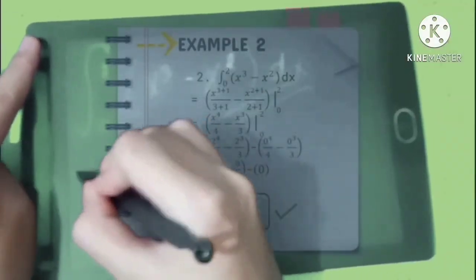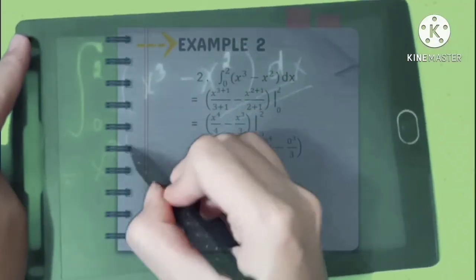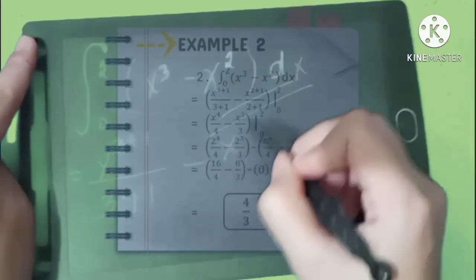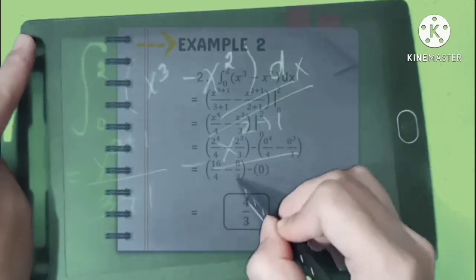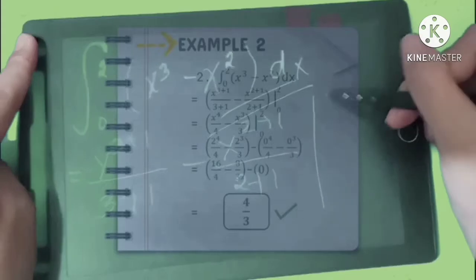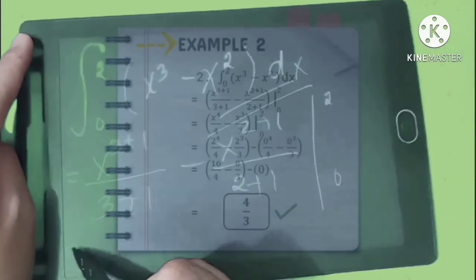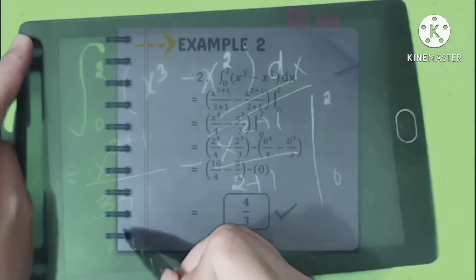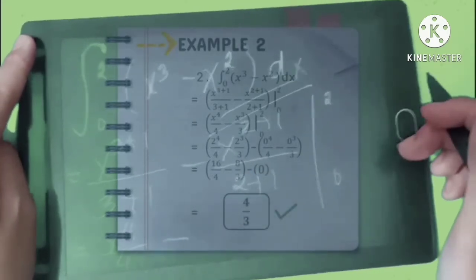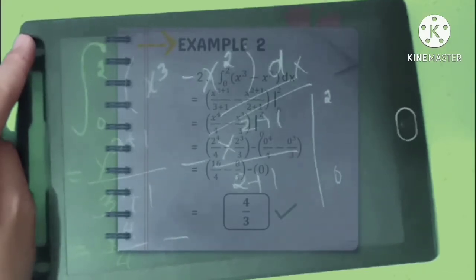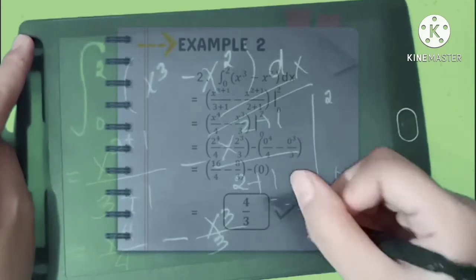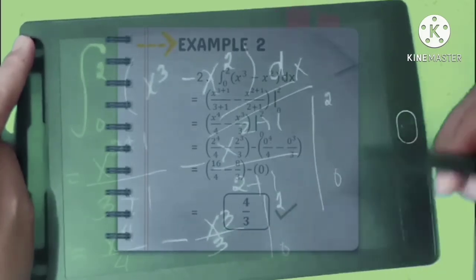So, try na natin. x cubed plus 1 over 3 plus 1 minus x squared plus 1 over 2 plus 1. Since may number yung integral sign natin, lagyan natin siya dito. Okay. So, ayan. x to the 4th power over 4 minus x cubed over 3. Ayan, lagay ulit natin itong number.